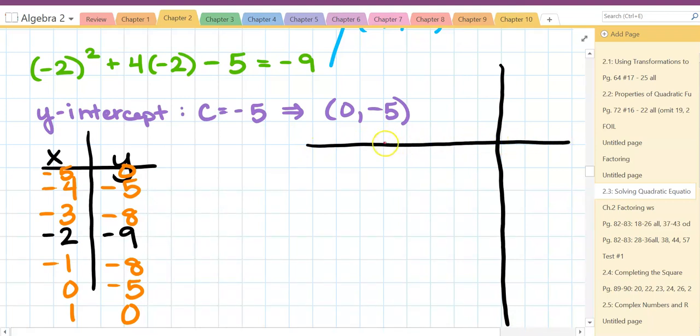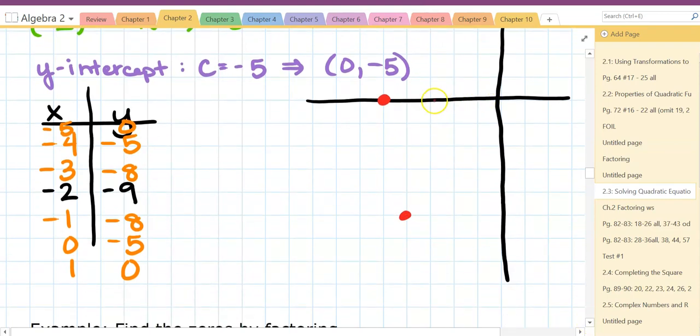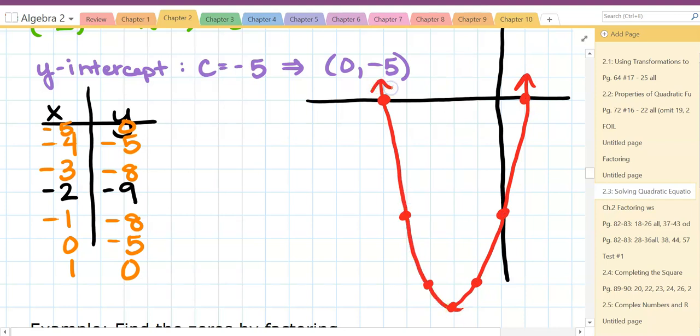So 1, 2, 3, 4, 5 to the right, there's 1, 0. Negative 3, 1, 2, 3, 4, 5, 6, 7, 8. Negative 2, negative 9. And then those other points are reflecting. So remember, with these parabolas, when you're graphing them, they should be symmetric on both sides. One of them should not be crazy off in one direction and the other doing something completely different. They should look symmetrical, even on both sides.